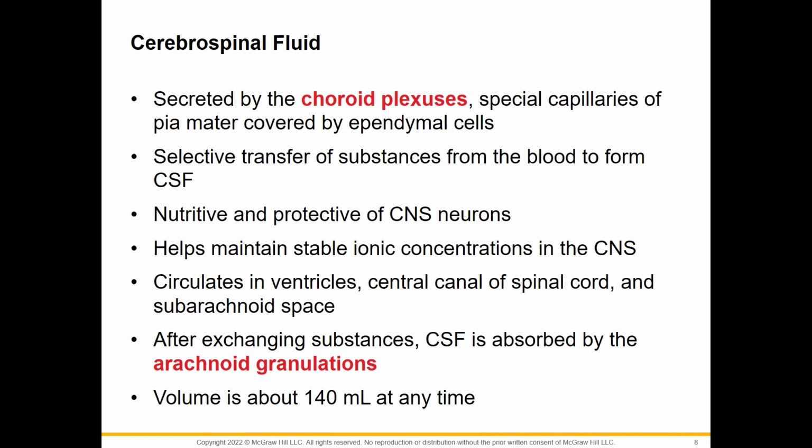If you look at a 16-ounce water bottle, you'll notice that that water bottle is 500 milliliters. 500 milliliters is roughly 2 cups. So 16 ounces is 2 cups, so a cup would be 250 milliliters. So at any given time, we have less than a cup of cerebrospinal fluid, or CSF, floating around our brain and spinal cord.